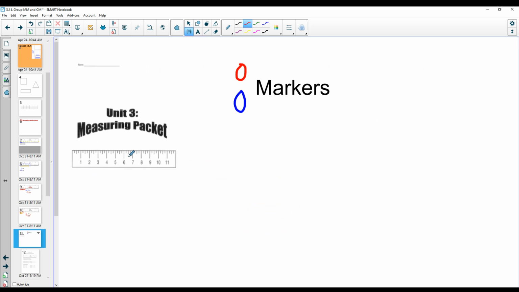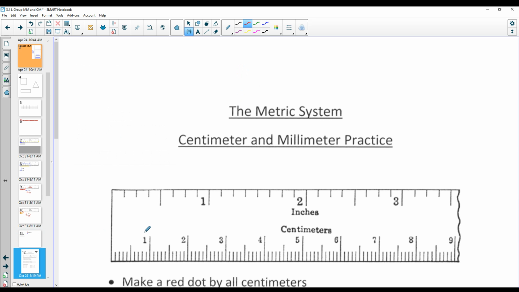All right, what I would like you to do now is to get out your measuring packet. You will also need a red and a blue marker. Please pause the video and get those things so we're ready to get started.